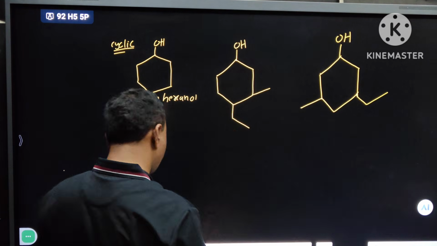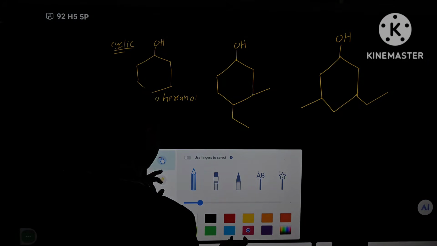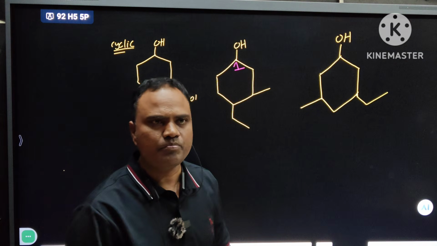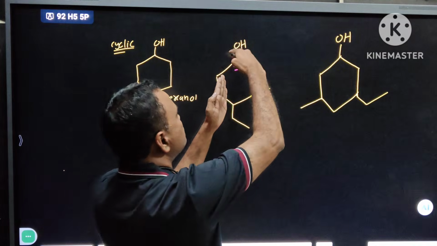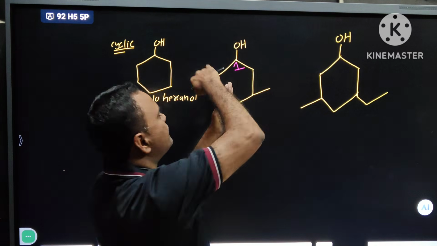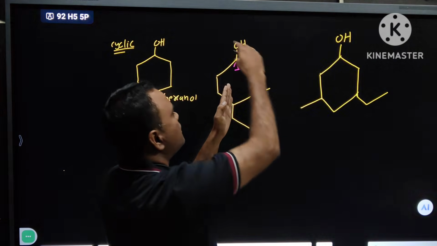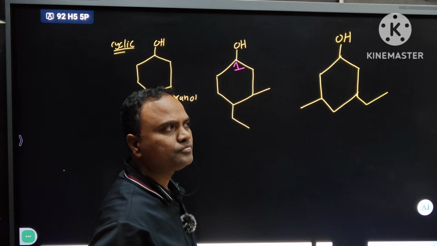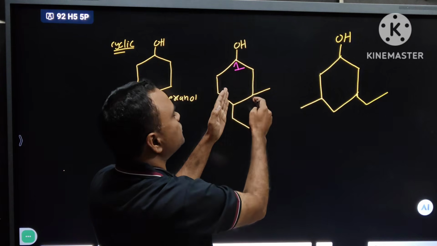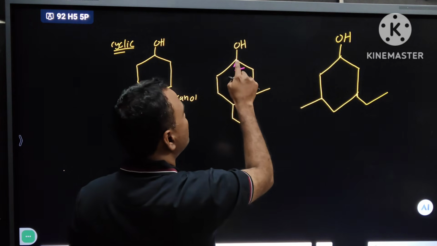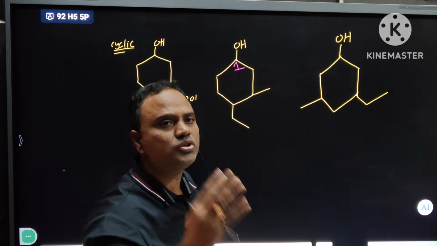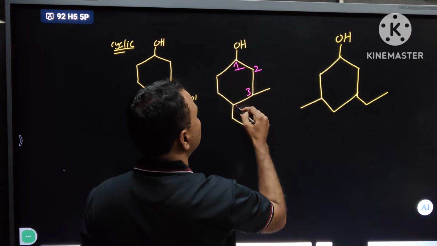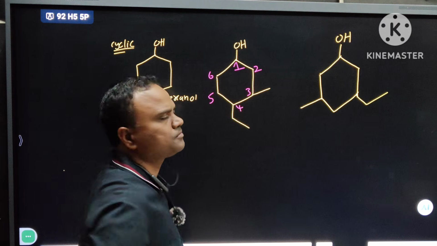So you should start the numbering from the OH group containing carbon. This is the OH group containing carbon, 1. After that, should I go right side or left side, which is correct? Why right side? Why not left side? If I go like this, 1, 2, 3, 4, at the fourth position I'm getting a substituent. Clear? Right. 1, 2, 3, 4, 5, 6.